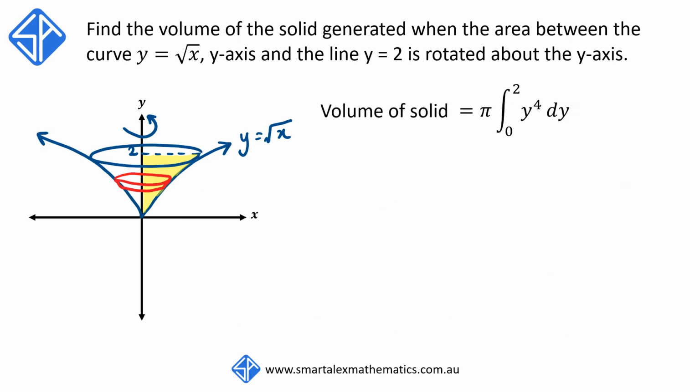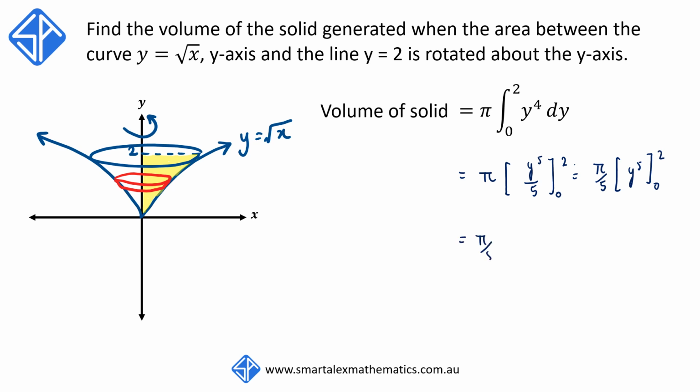Now that we have got the expression for the volume of the solid, our last step is to simply complete the integration. So we're going to integrate pi times the integral from 0 to 2 of y to the 4 dy. So this is going to become pi times y to the 5 over 5 going from 0 to 2. We can take out the 5, so we just get pi over 5 times y to the 5 going from 0 to 2. And we sub in the limits.